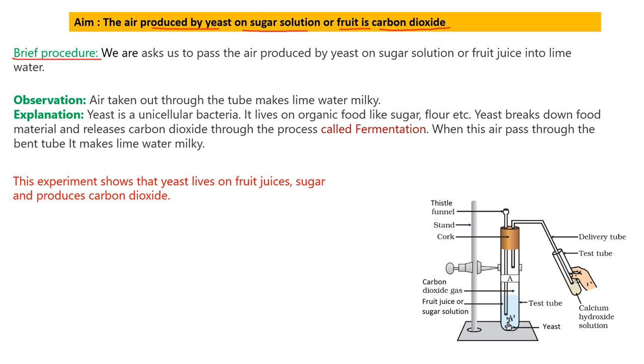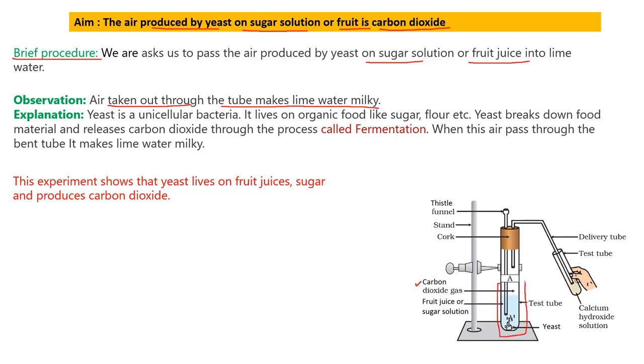So again, what you have to do, you have to take some sugar solution, or you can take any fruit solution. You can take grape juice, you can take sugarcane juice, right? And you have to put yeast in it, right? Then the air taken through the test tube makes lime water milky. Okay, now here is the yeast and a sugar solution. You can see it in this experiment over here in the test tube, right?